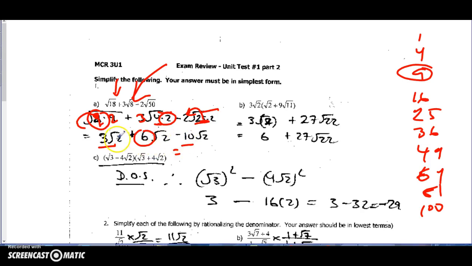This isn't done. I collect like terms. There's 3 and 6 is 9 root 2s. I have -10 root 2s, so in total I have -1 root 2s.